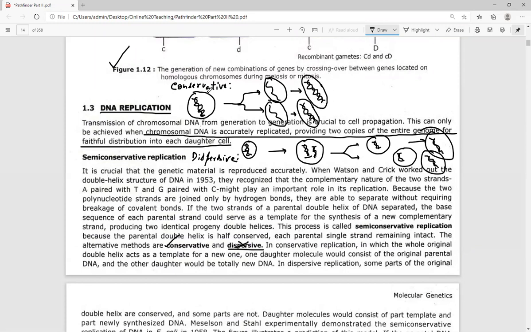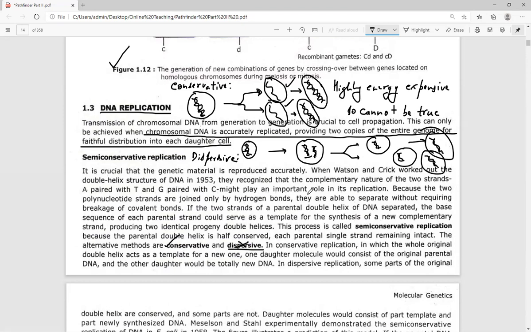Any doubt? But such a method of DNA replication cannot be true because you cannot separate the two strands away from each other just like that. And then the complementary strands cannot be biosynthesized over them, because this process is highly energy expensive, so it cannot be true.